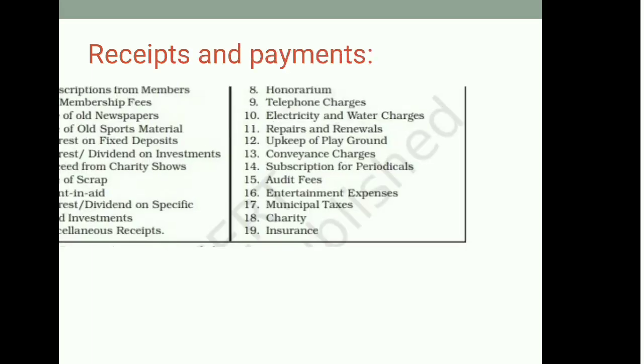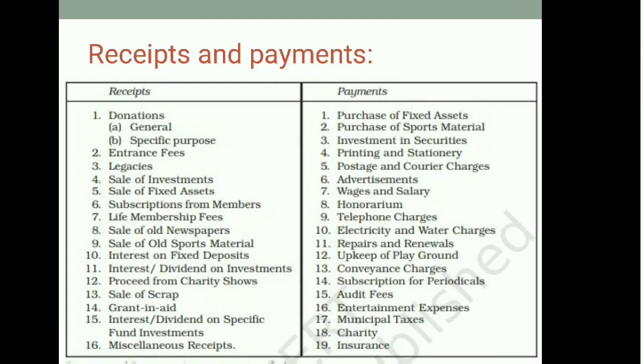The receipts and payments. These are the receipts and payments of an NPO. You can go through it. I'm not going to pronounce each and everything.